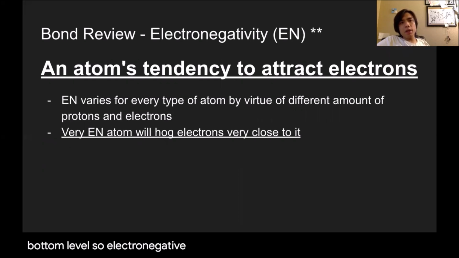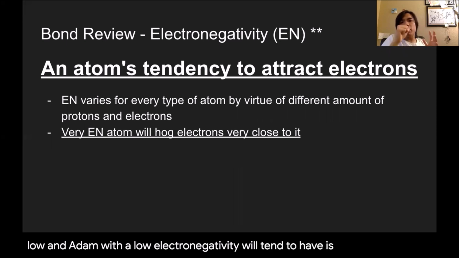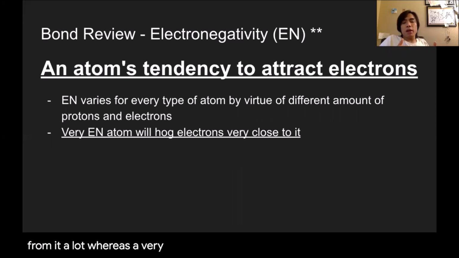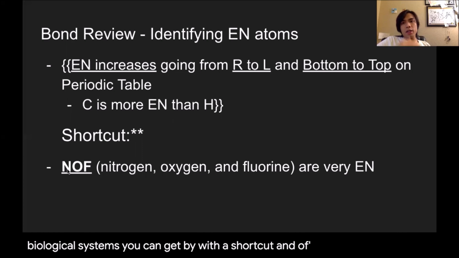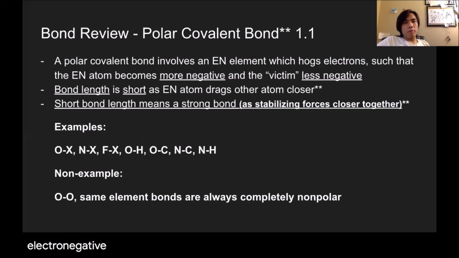So electronegativity is an atom's tendency to attract electrons. An atom with a low electronegativity will tend to have its electrons taken from it a lot, whereas a very electronegative atom will tend to take, or hog, electrons from another thing a lot more. And this has a couple of impacts on their properties. When you're trying to identify an electronegative atom, I'm not even going to talk about this part, because in biological systems you can get by with a shortcut. NOF: nitrogen, oxygen, and fluorine are all very electronegative.